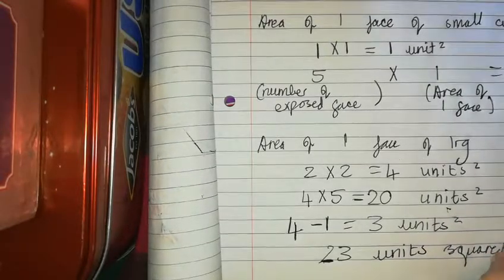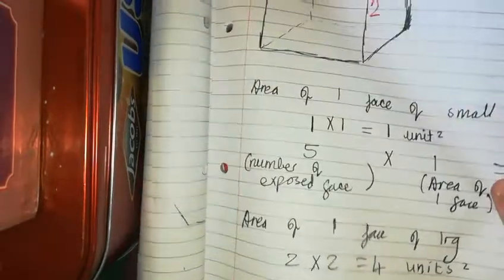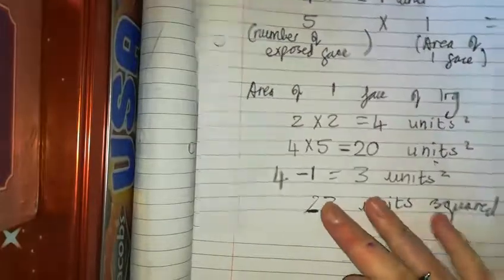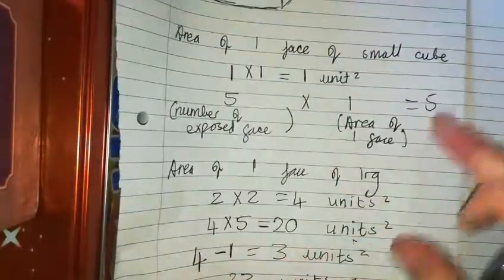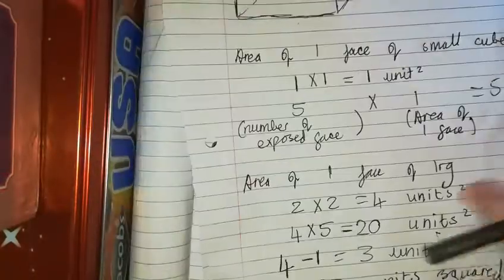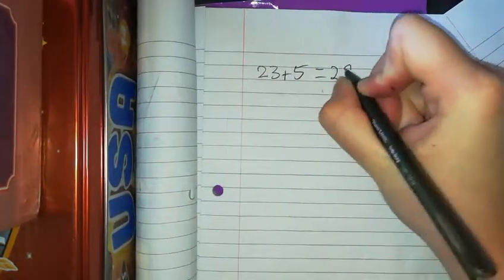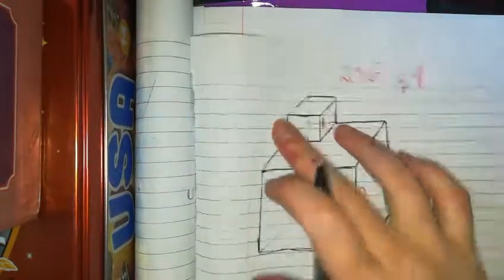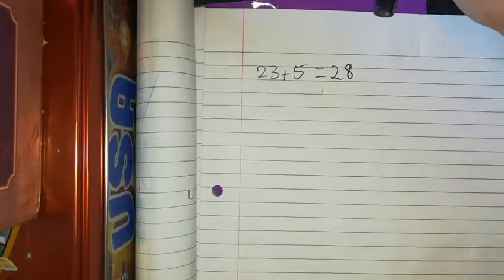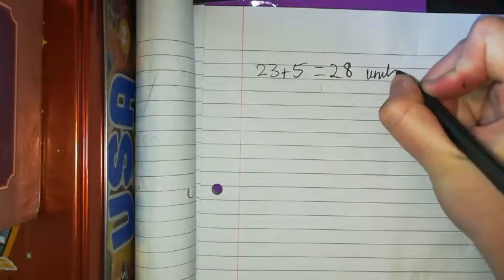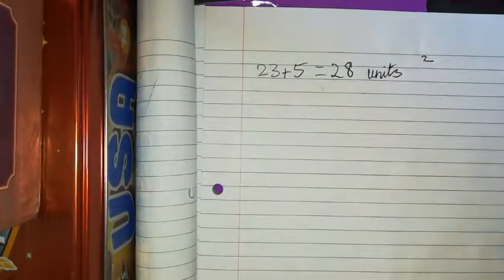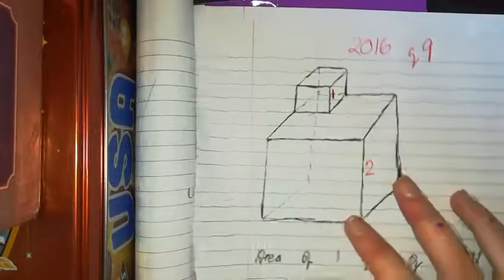To get the total surface area of this shape, it's the 23 units squared that covers the large one, and then the 5 units squared that comes from the small one. So 23 plus 5 gives me 28. The total surface area of this shape will be 28 units squared. So I can write units squared.